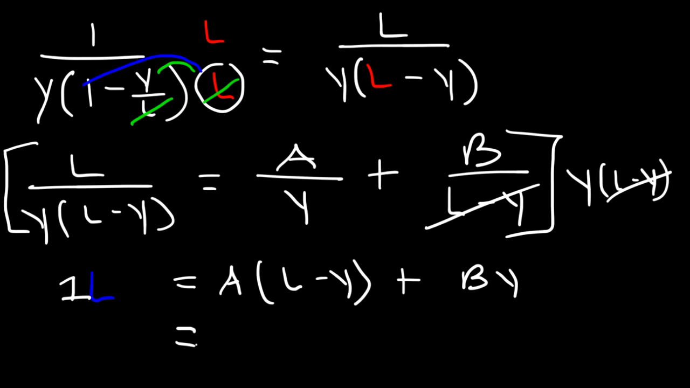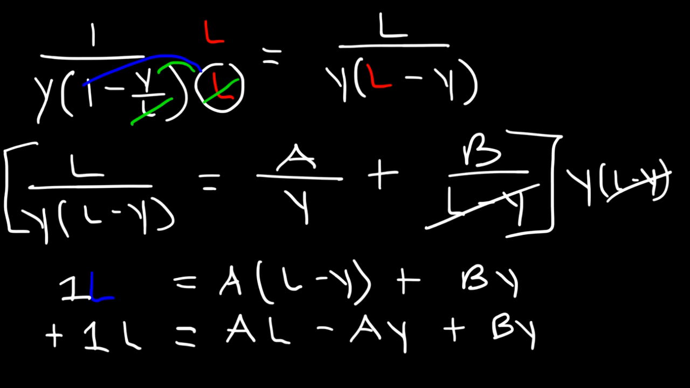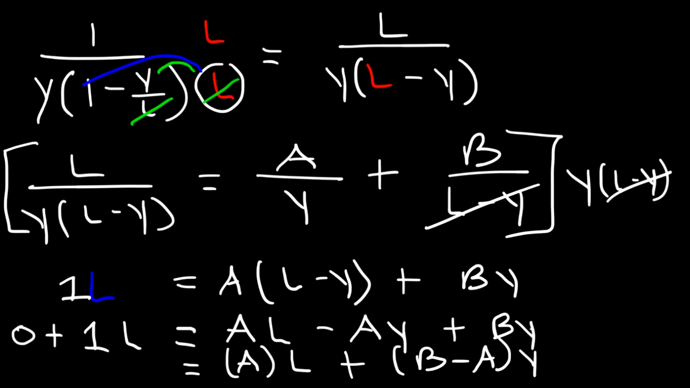Next, let's distribute a to L minus y. So it's going to be AL minus AY plus BY. And that's equal to 1L. And I'm going to write plus 0. 1L is the same as 0 plus 1L. Now I'm going to separate the terms that have L from the terms that don't have it. So on the right side, this is going to be A times L. And then negative AY plus BY, which is the same as BY minus AY, I'm going to take out a Y. So it's going to be plus B minus A times Y, if you factor out Y.